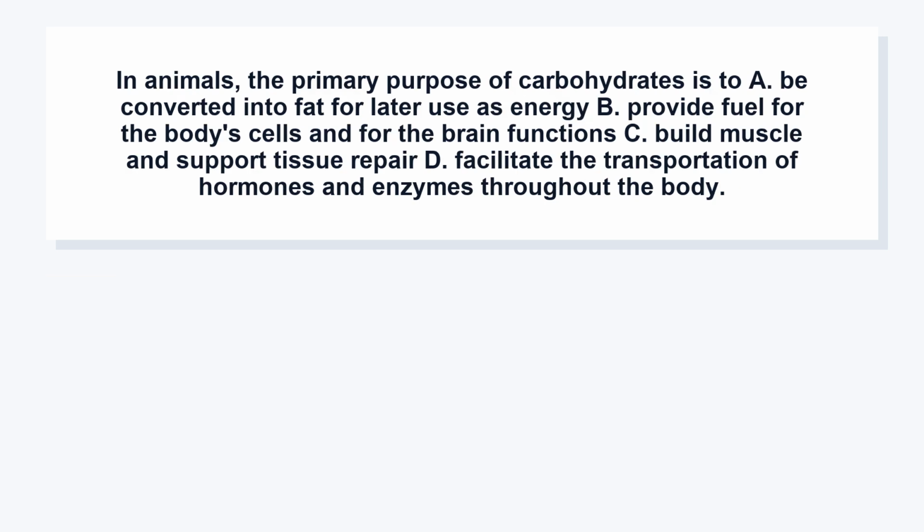In animals, the primary purpose of carbohydrates is to A. Be converted into fat for later use as energy, B. Provide fuel for the body's cells and for the brain functions, C. Build muscle and support tissue repair, D. Facilitate the transportation of hormones and enzymes throughout the body.